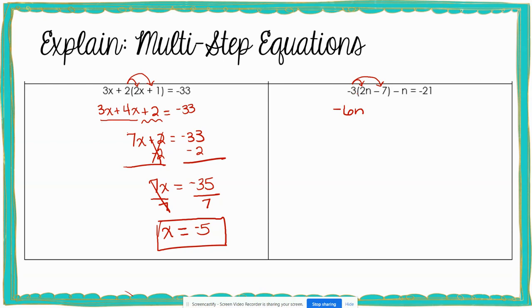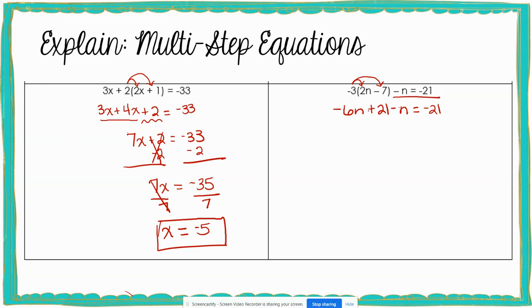This is a negative 3 times a negative 7. Well, negative 3 times negative 7 is positive 21. Since that 21 is positive, I need to write plus 21. Then I still have the rest of the equation that I still need to write. So minus n equals negative 21.